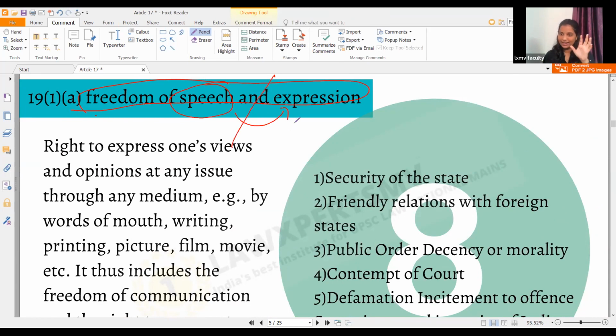What is that? Why it has to be differentiated? See, speech is nothing but recognizable forms of sounds. Okay. See, I'm trying to hum a song, something like that. Whether that will be amounting to speech, it is not speech, it will be a form of expression. So, 19 clause 1 clause A recognize not only speeches but also unrecognizable sounds, which is a form of expression.